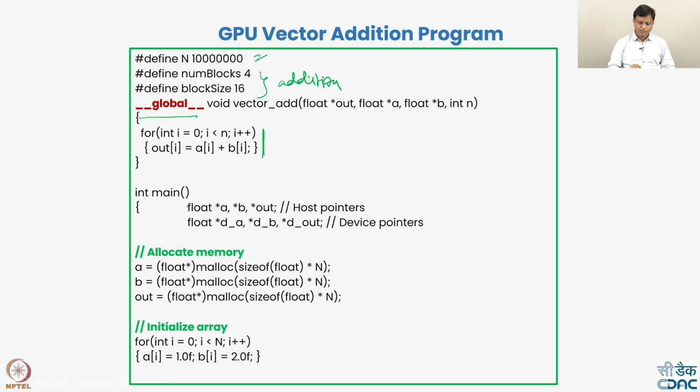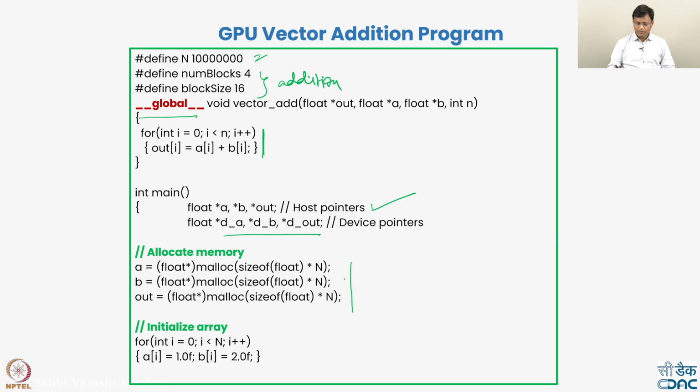Now, I have come to the main operation. First, I have declared some pointers for the host memory, because now I have a device, a GPU, and the GPU also has some memory. That is the reason we have to declare other variables for the GPU's memory, which we call device pointers.